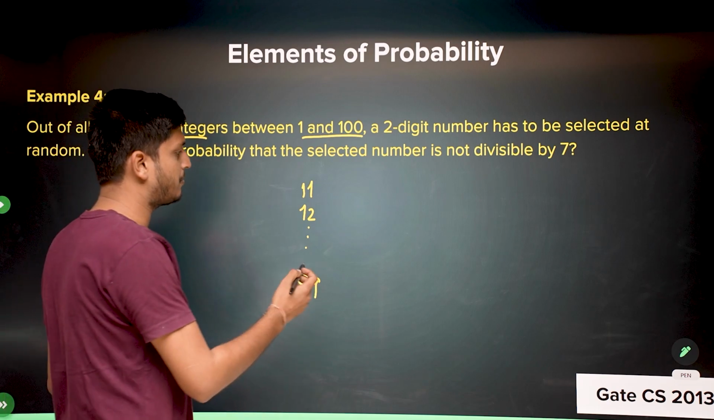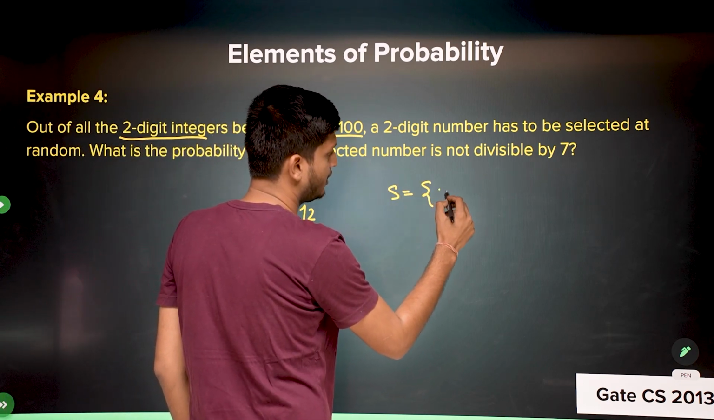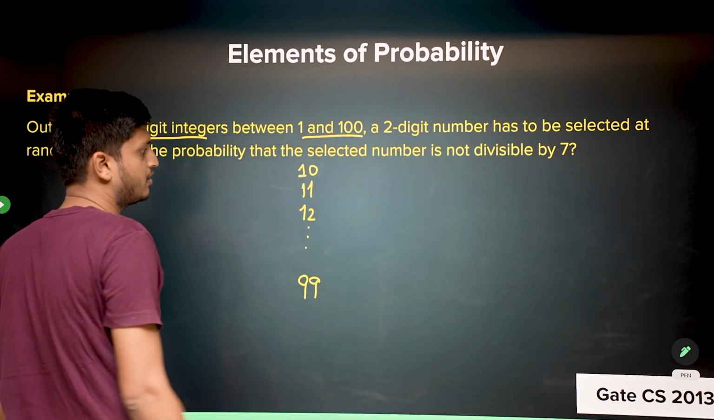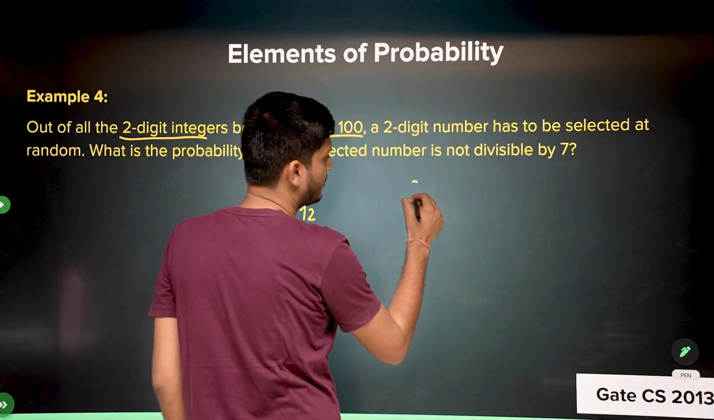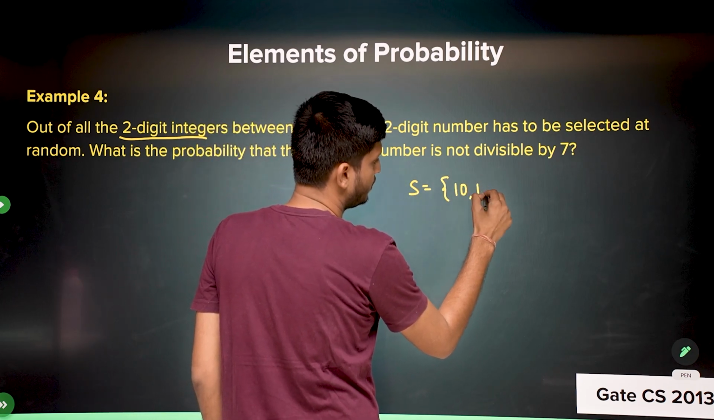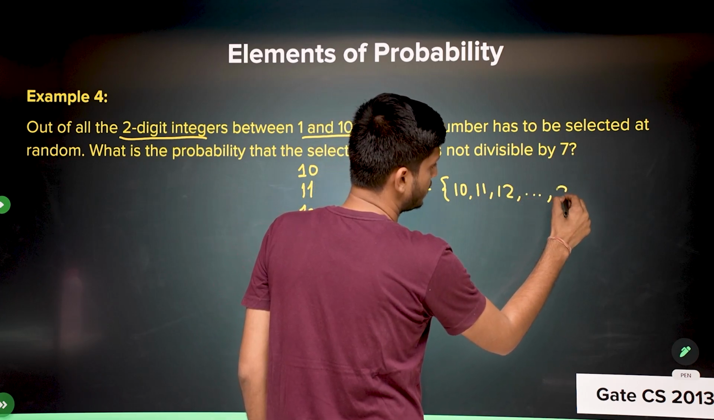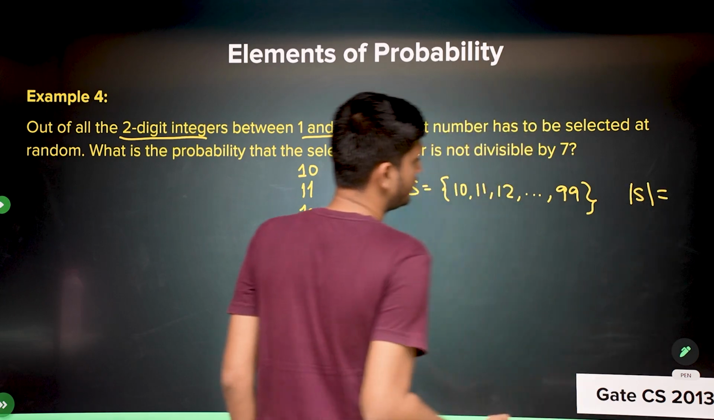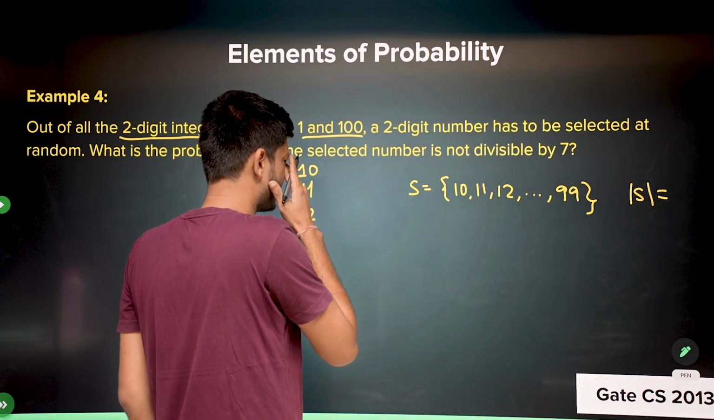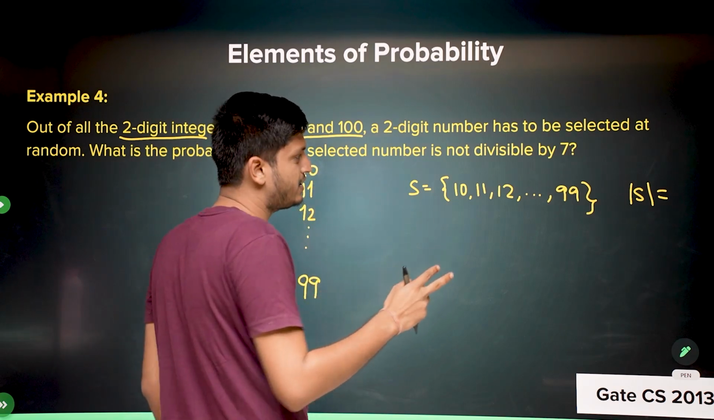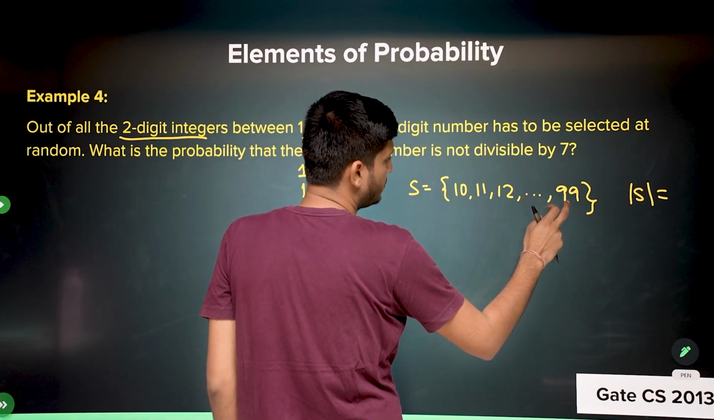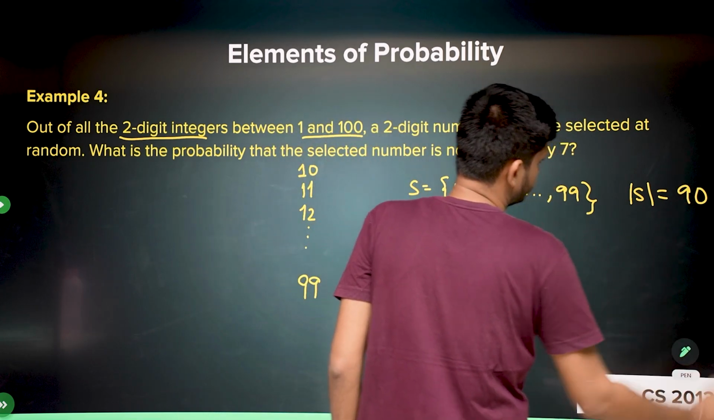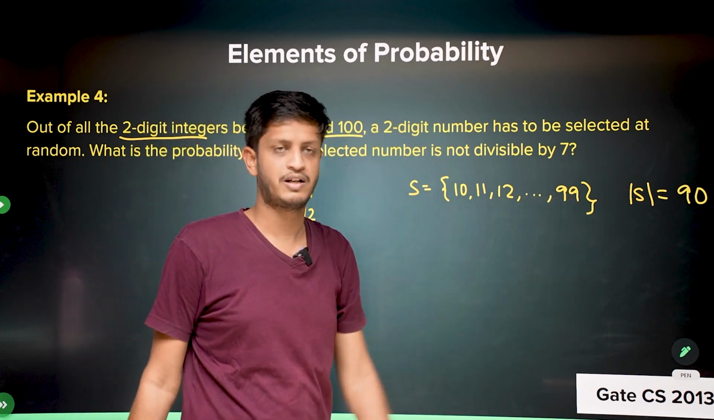So this is our sample space. Getting a number 11, 12. Okay, they start at 10 actually. They start at 10, right? 10 is also a 2-digit number. So our sample space is 10, 11, 12, up to 99. So how many numbers are there here? The cardinality of S is what? 99 minus 10 plus 1. Whenever you have inclusive sets and continuous, then the cardinality will become 99 minus 10 plus 1. That is 90. Okay, there are 90 elements, 10, 11, 12 up to 99.